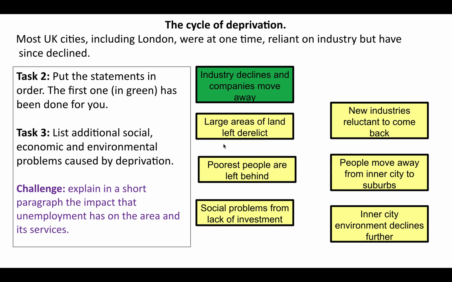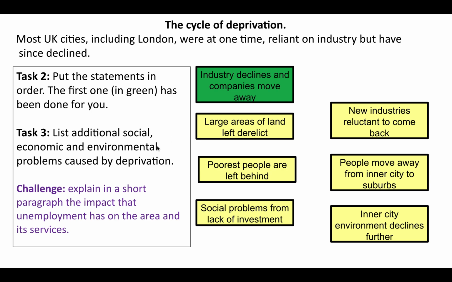Once you're done with that, I want you to see if you can come up with any social, economic, and environmental problems caused by this deprivation. Remembering, of course, deprivation is a material difference in how much people have. So they may have a lack of access to education, a lack of jobs, a lower income. All of that makes somebody deprived compared to somebody else. So, for instance, if the poorest people are left behind, what social problems might that cause? What economic problems might that cause? What environmental problems might that cause?